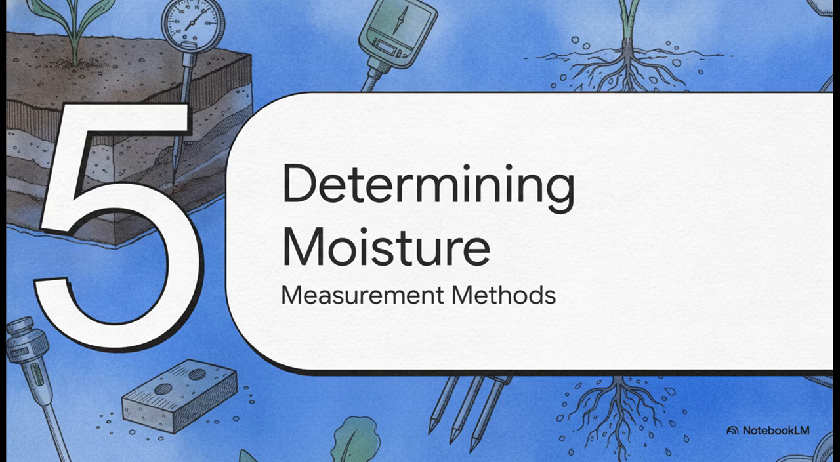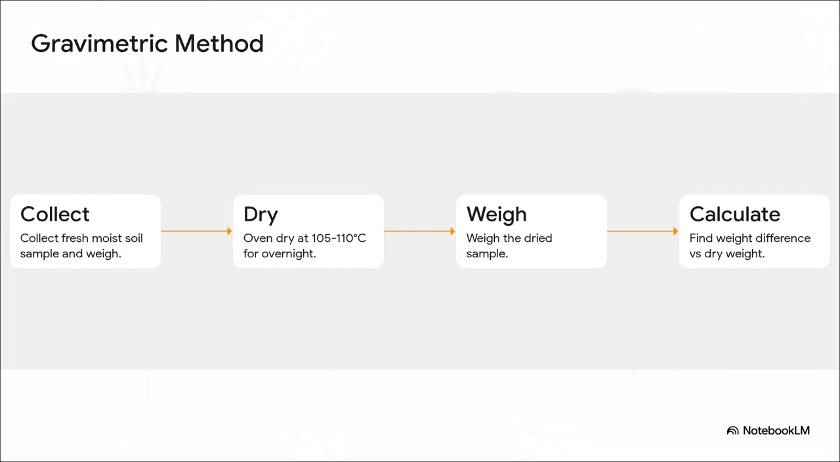We've got the theoretical values down perfectly, but how are agronomists actually measuring these exact tensions and percentages in the real world? The absolute baseline is the gravimetric method. It's a super straightforward 4-step process. 1. Grab a fresh, moist soil sample from the field and weigh it. 2. Bake it in an oven at 105 to 110 degrees Celsius overnight.